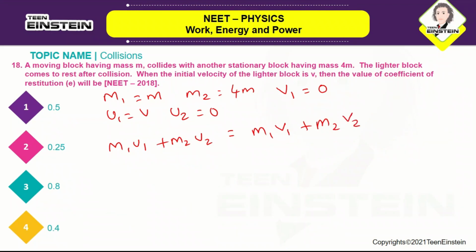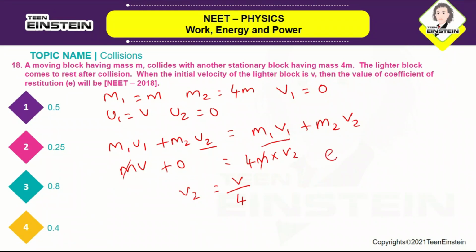Here u1 is v and m1 is m, so you will be getting mv, and here u2 is 0, so this component will become 0. Here v1 is 0, so this will become 0, and m2 they have given as 4m into v2. If you solve this, you will be getting v2 as v by 4, because m and m will get cancelled and this 4 will go to that side and become the denominator.